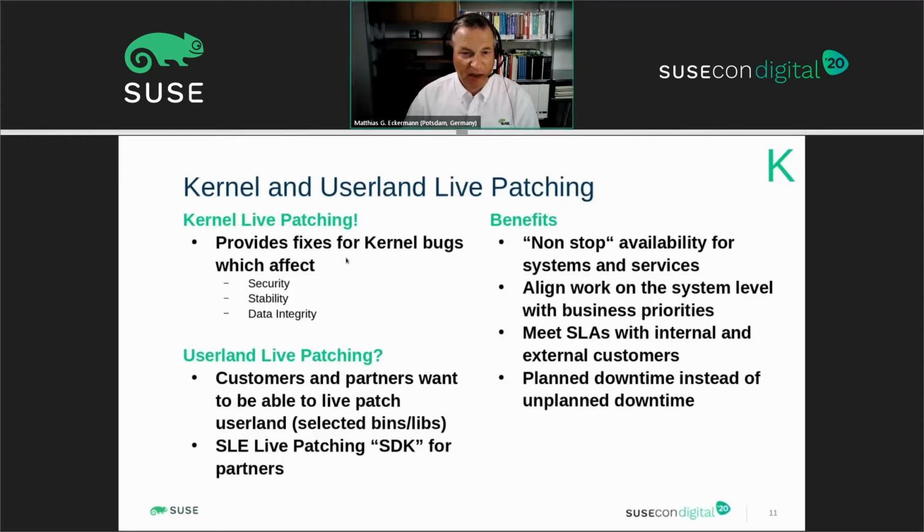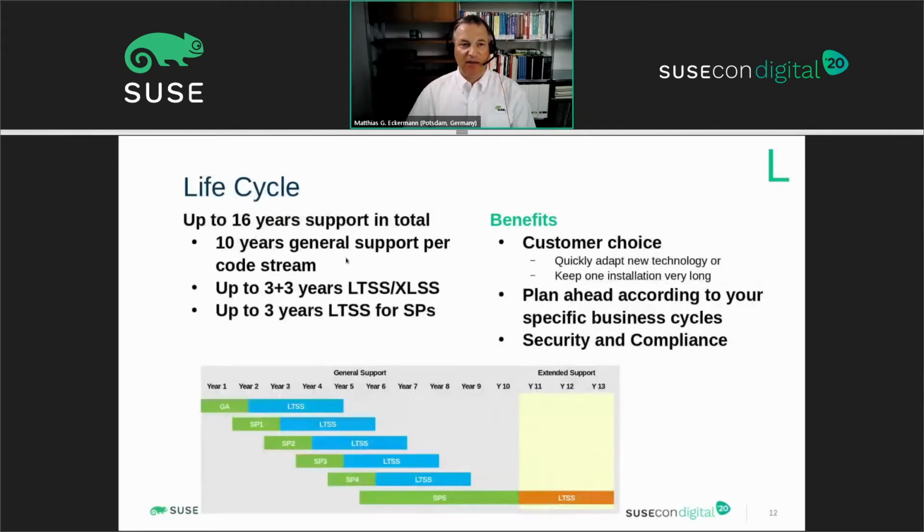We talked about upgrading and updating and downtimes, and another aspect that we deliver as part of our offerings to make your life easier and to give you the choice about when you do an update and how you do an update, how you do a reboot, is the life cycle of SUSE Linux Enterprise. It can be up to 16 years in total. It is 10 years of general support per code stream.